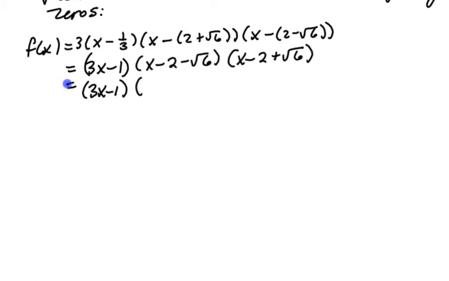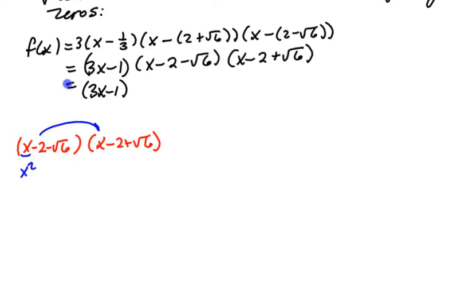So if I start with x times everything, I would have x squared. I'm going to do this separately over here. So x minus 2 minus the square root of 6 and x minus 2 plus the square root of 6. If I start with x and multiply it times everything, I would have x squared minus 2x plus the square root of 6x. And then if I multiply negative 2 times everything, I would have negative 2x plus 4 minus 2 the square root of 6.